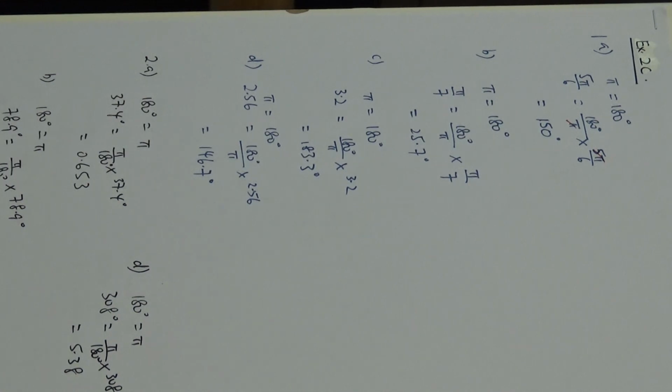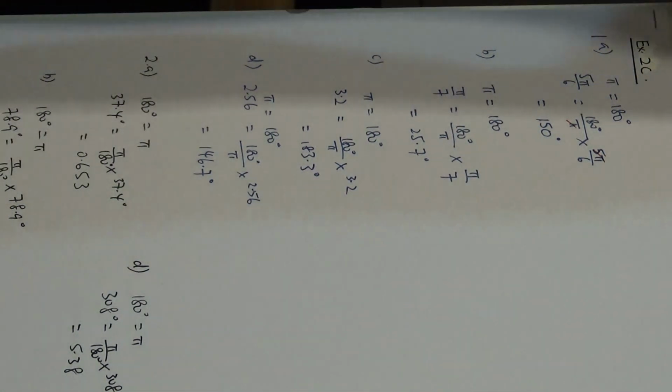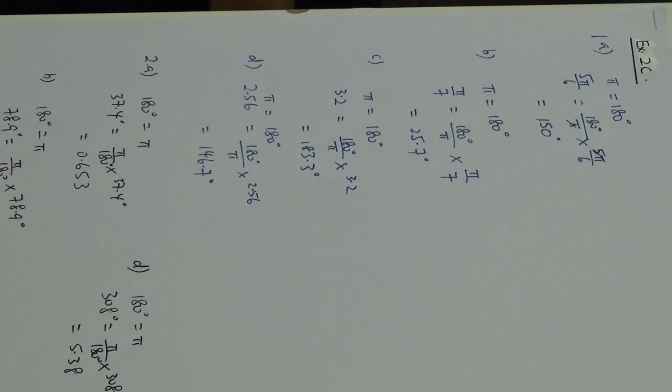Good morning, class. Today I'm going to go through exercise 2C, which you have done in the notebook with you. Okay, so please take up your notebook and look at the questions and see if you can do it. Question 1. Convert each of the following angles from radians to degrees. Give your answers correct to one decimal place.